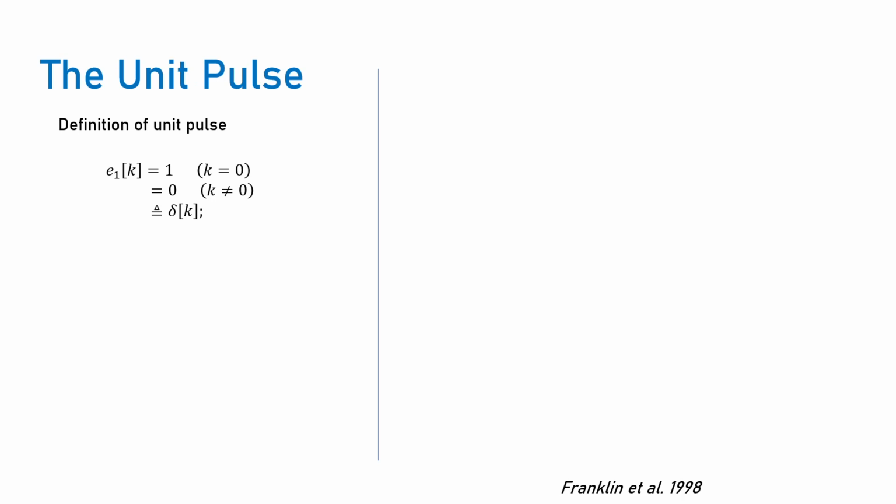Let's review the unit pulse definition. Here you can see the signal E1 equal to 1 when K equal to 0. Otherwise, the signal is 0. It can also be denoted as delta of K.